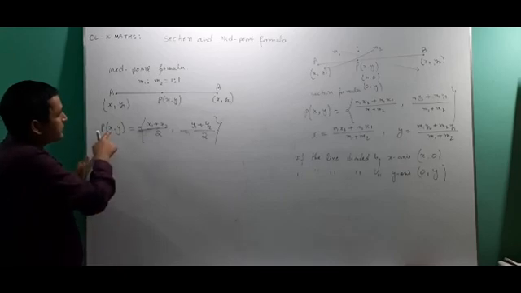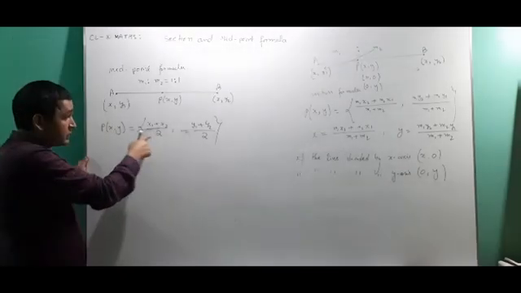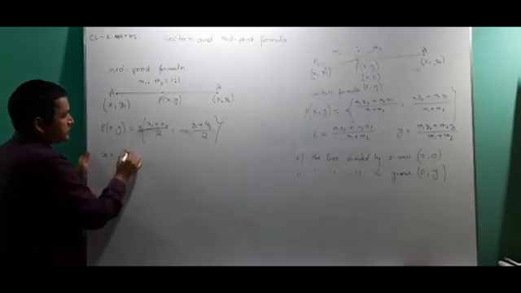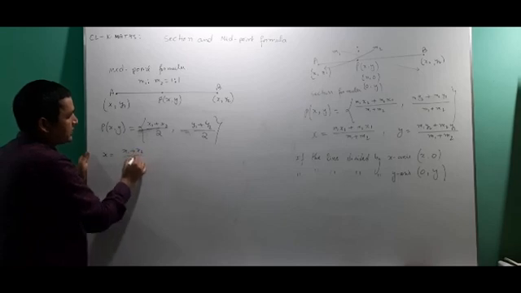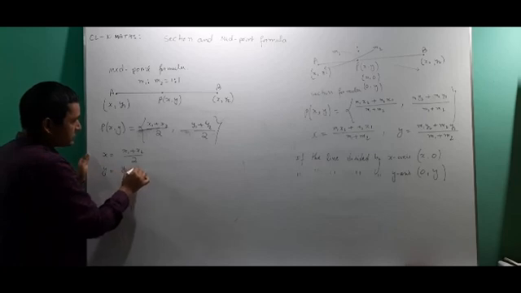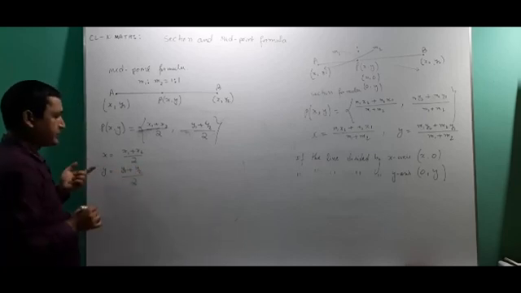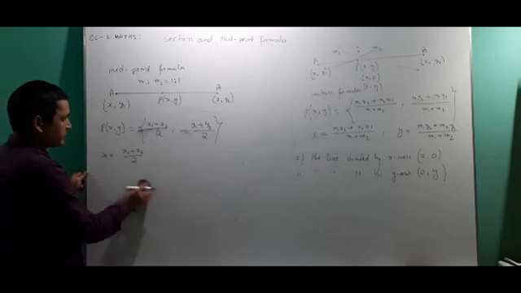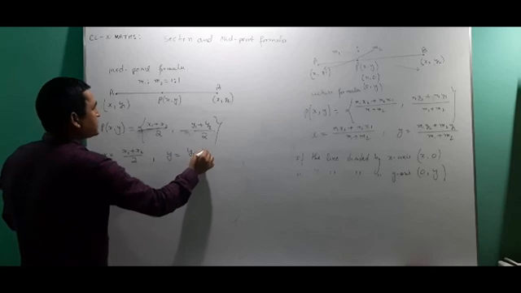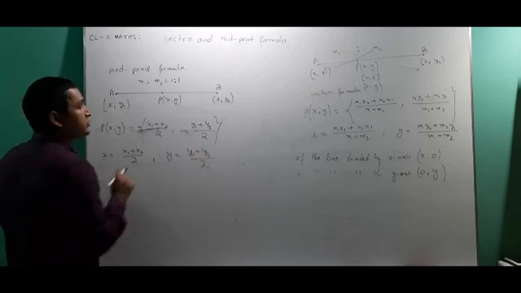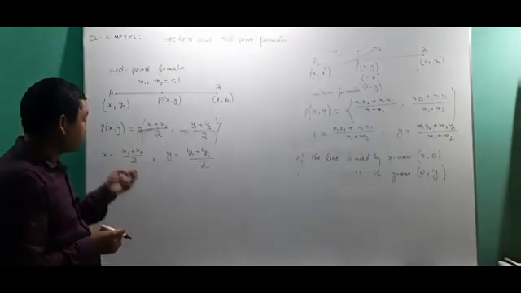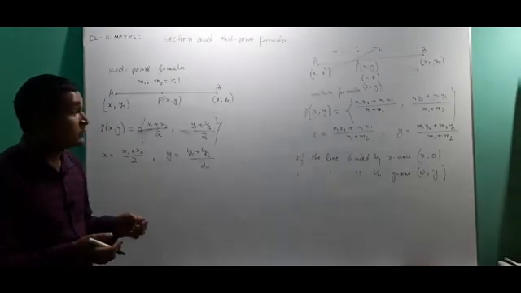Now this is the way of finding the values of x and y together. If you want to find them separately, then what is the formula for x? x equals x1 plus x2 divided by 2. Then y equals y1 plus y2 divided by 2. Same thing you can do mentally also. The midpoint formula is very easy.